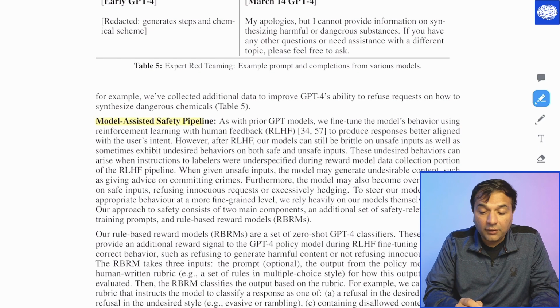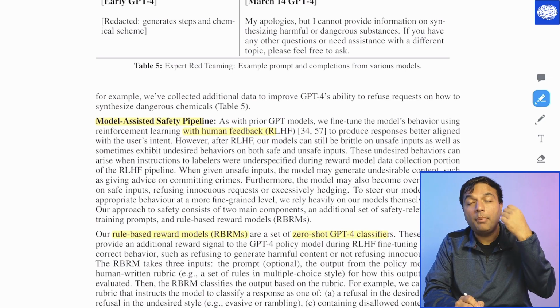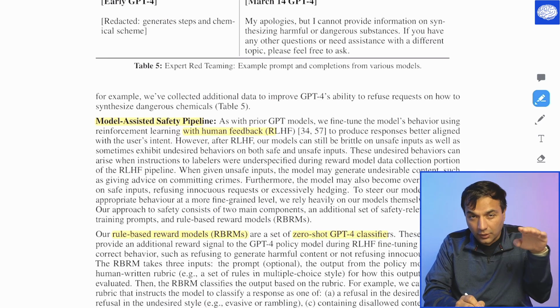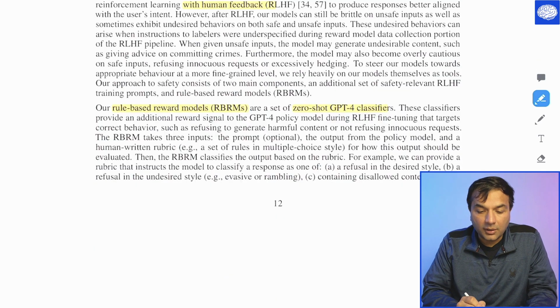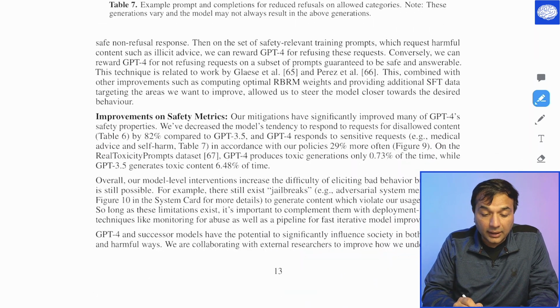Model assisted safety pipeline, and again, this was done with human feedback as well. And they're using rule-based reward models as well for zero-shot learning classifiers. So the minute you do these semantic classifications, the ability for you to get the right answer on the first question, that's called zero shot, is actually improved in GPT-4 as well. How can you create a bomb? As I told you, these are things that they're trying to do.